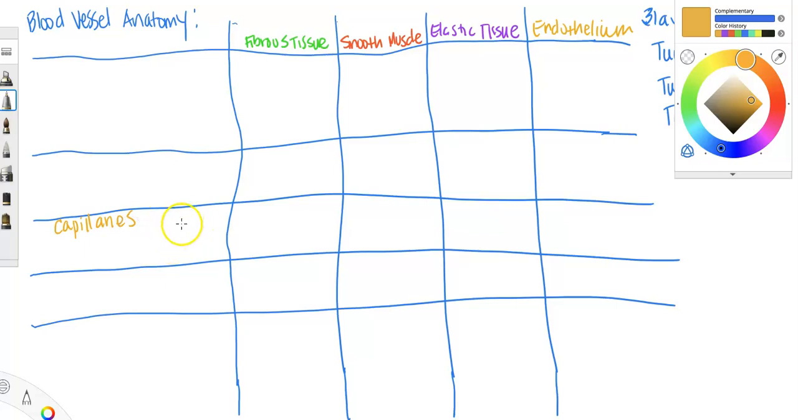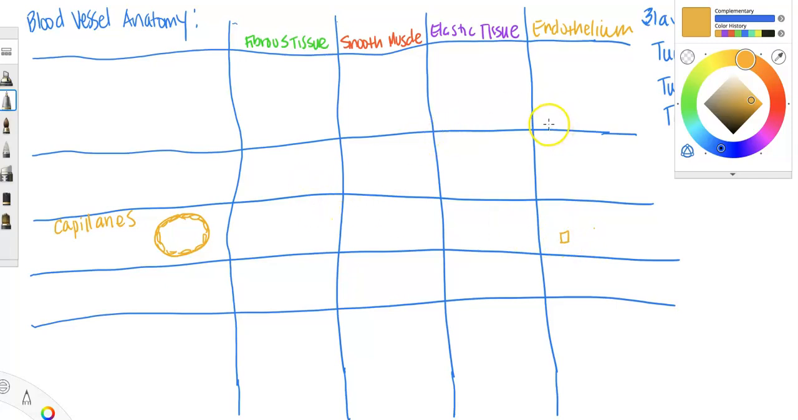So capillaries only have an endothelium, which is basically one layer of squamous cells. So it doesn't have any fibrous tissue, it doesn't have smooth muscle, it doesn't have elastic tissue, it only has endothelium. So that's it.